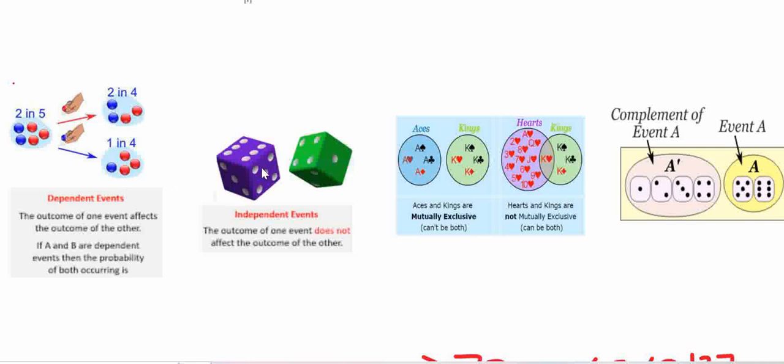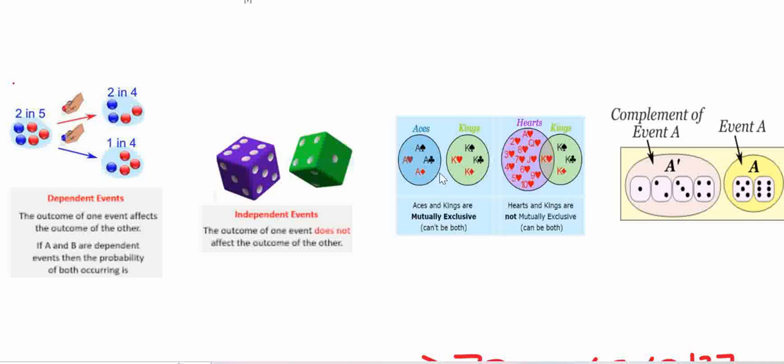Now independent events is just like the purple dice and the green dice. The result from the purple dice does not affect the result from the green dice. So the outcome of one event does not affect the outcome of the other. Now what about mutually exclusive? Mutually exclusive means they can't both happen.